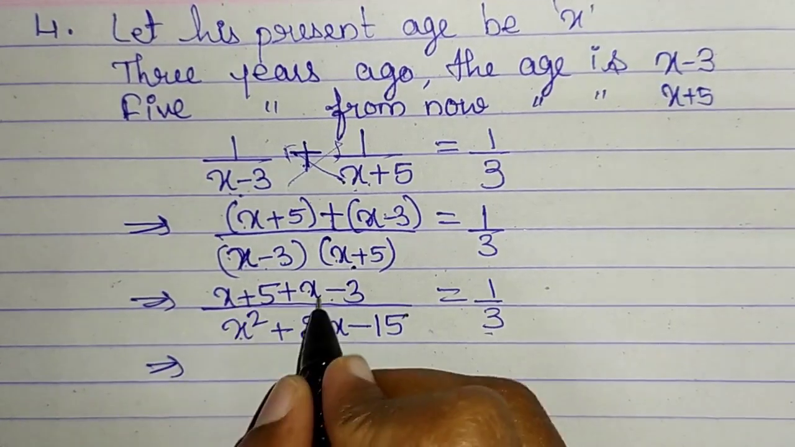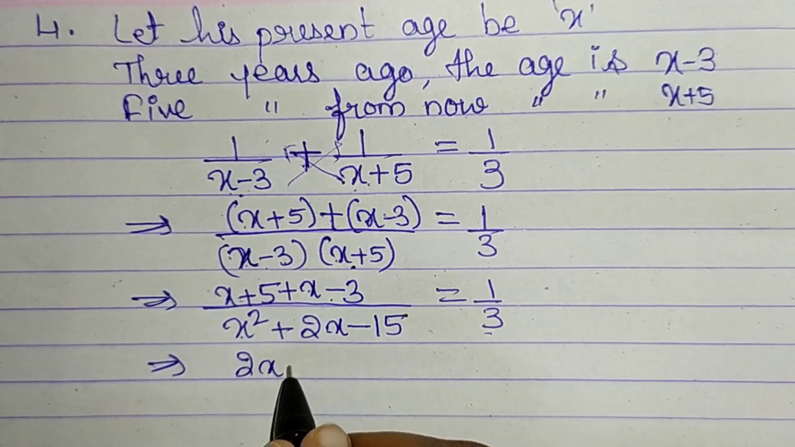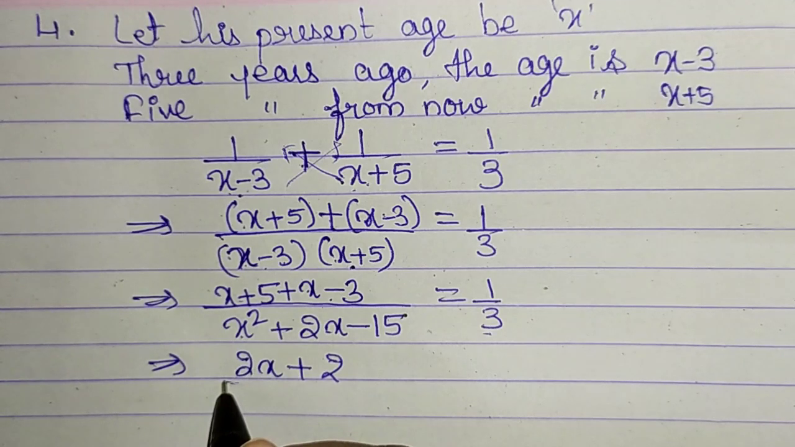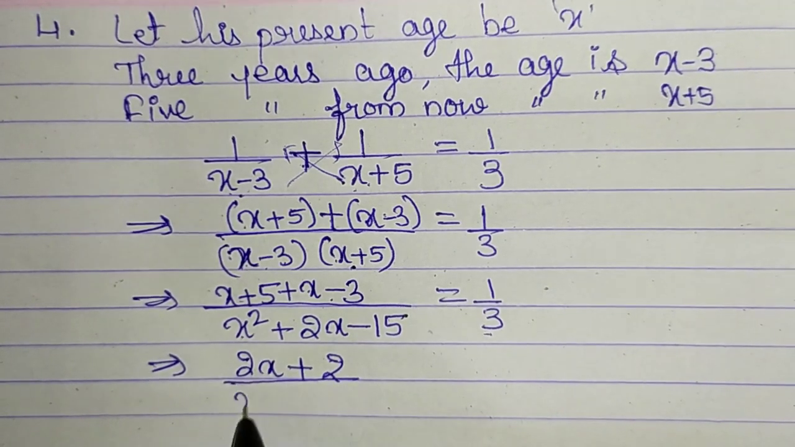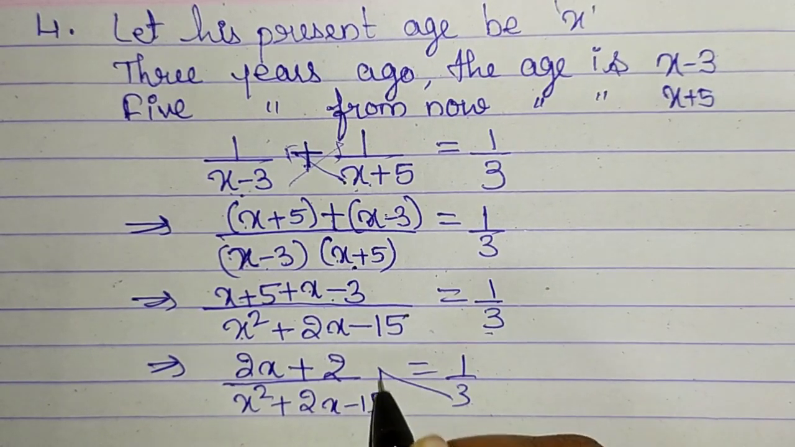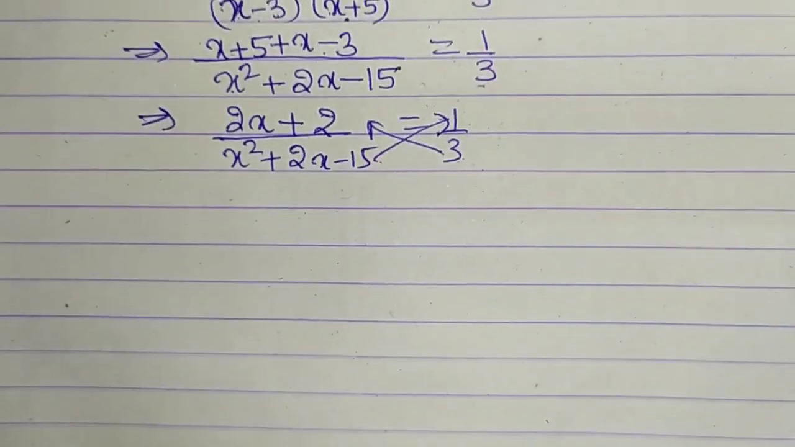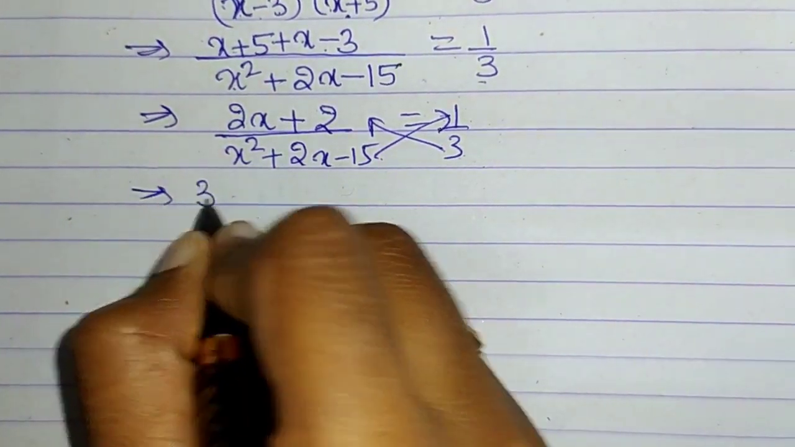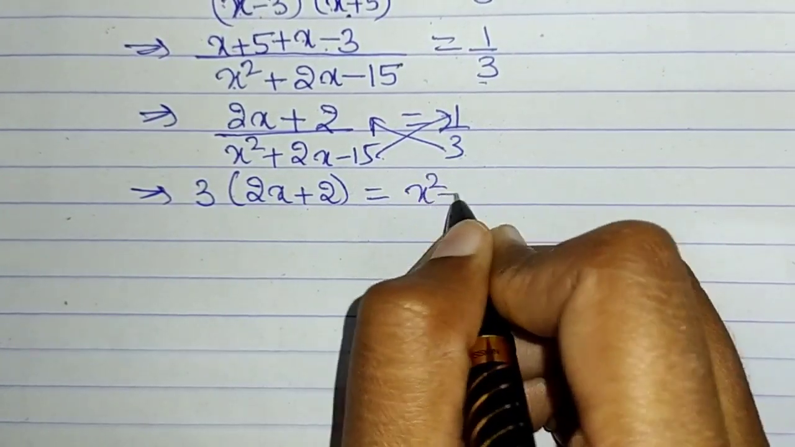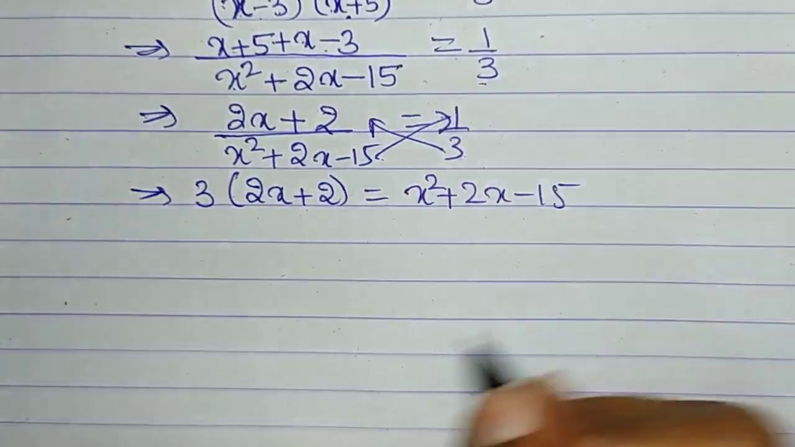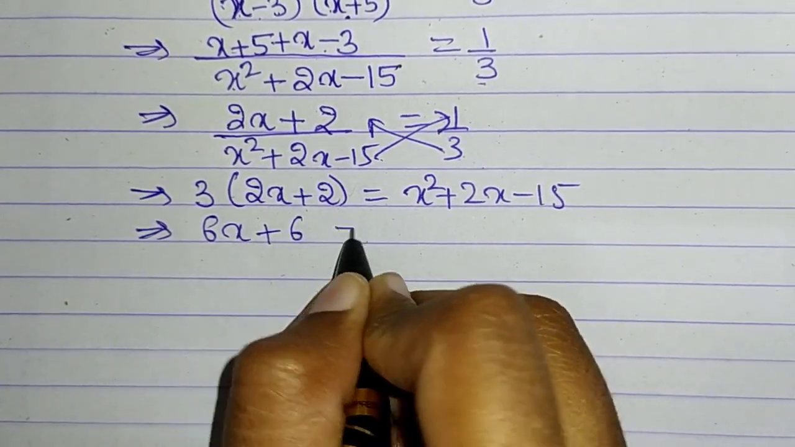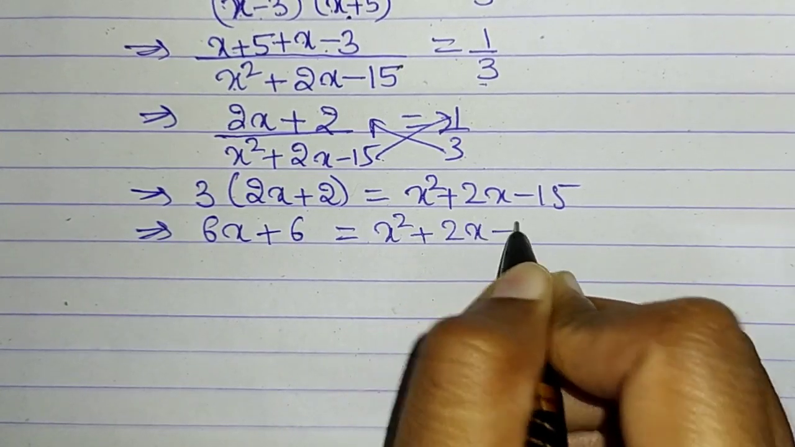This implies x plus x is 2x, and 5 minus 3 is plus 2, so 2x plus 2 divided by x square plus 2x minus 15 is equal to 1 by 3. Now let us cross multiply on either side of the equation. We get 3 into (2x plus 2) is equal to 1 into (x square plus 2x minus 15). Since we are multiplying by 1, the same thing will remain. On opening the brackets we get 6x plus 6 is equal to x square plus 2x minus 15.